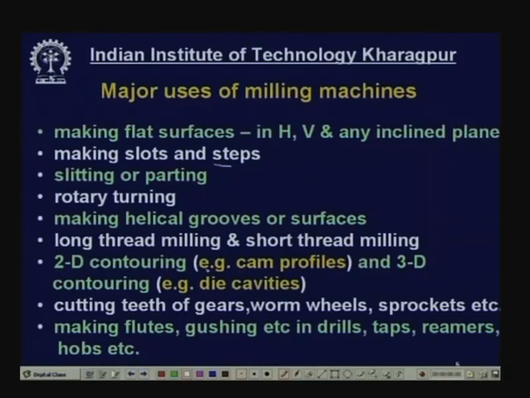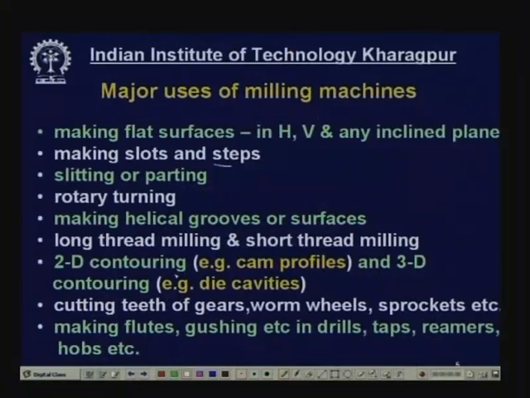2D contouring, for example the cam profile, cylindrical cams or plate cams, especially Archimedes spiral cam and any profile cam, and 3D contouring, like die cavities in die, mold, press mold, injection molding, cast mold. All these mold cavities, particularly 3D type, are manufactured by special milling cutter in milling machines. The cutting teeth of gears, worm wheels, sprockets, etc. are also done by special milling cutter in milling machine.